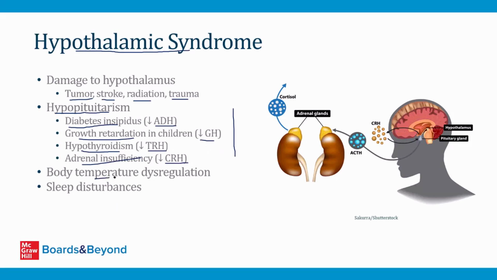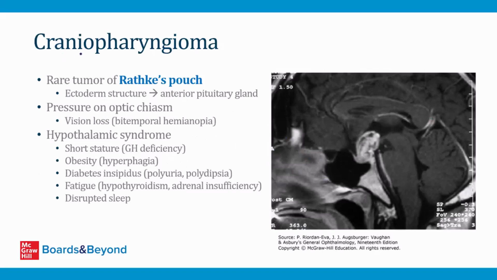Also, you can get body temperature dysregulation. As we've already talked about, you can get hyperpyrexia when there's damage to the hypothalamus. And then finally, there can also be sleep disturbances, and that's because the hypothalamus plays a role in regulating circadian function and sleep. Okay, next let's talk about craniopharyngiomas, which is a very rare tumor that occurs in children.